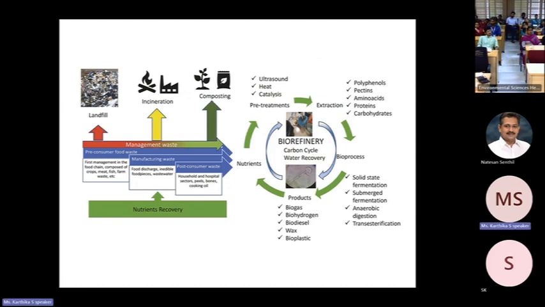If that is not possible, you can go for incineration. Then composting, you can go again. So these are all nutrient recovery. Then other processes: biorefinery, carbon cycle, water recovery. See, nutrient and bioprocess, all these things. Again and again, it will cycle. It won't jump out of the cycling policy or cycling process.